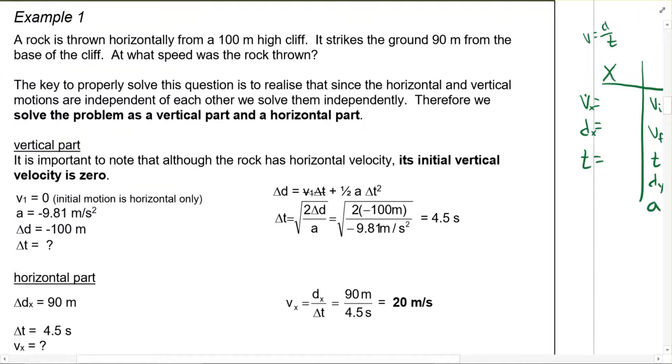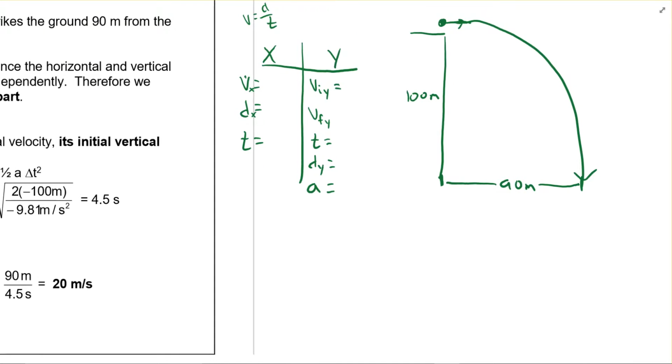Well, if I'm looking at this, I know a few things that you might not expect right off the bat. I know dy, and is it 100 meters? No, it is not. It's negative 100 meters because it's down, it's below me, right, to the ground. I know my acceleration due to gravity is negative 9.81 meters per second squared. I need three things though, right? And I'm looking at this, I'm like, okay, I don't know anything else in the y direction. Let's go back to it.